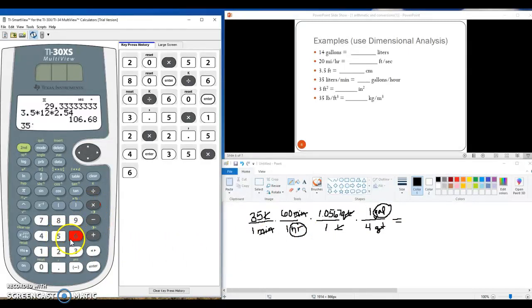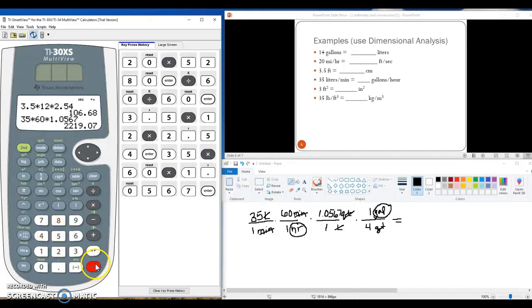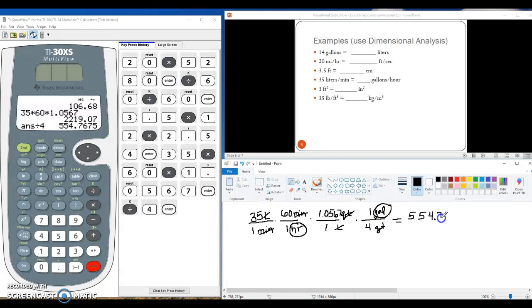35 times 60 times 1.0567. That's everything that's on the top, so enter. And in the denominator, I would just have 4. So divided by 4, and I get my answer of 554.7675 label of gallons per hour.